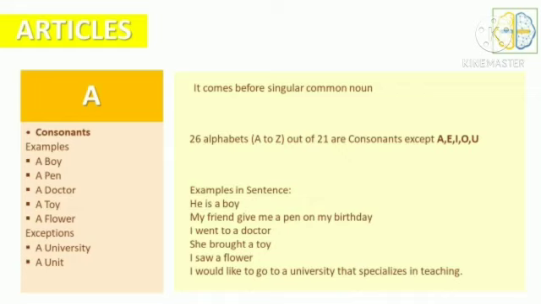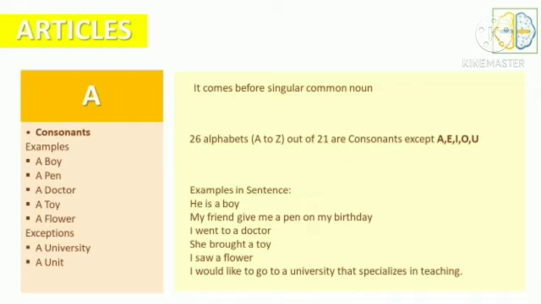B is a consonant. Now what exactly are consonants? Friends, we have 26 alphabets as we know, and within these 26 alphabets, A, E, I, O, U are the vowels and the rest are the consonants. So you can see in the examples, boy, pen, doctor: B, P, D. These all are consonants and it is a singular common noun. So that's why we have used article a.